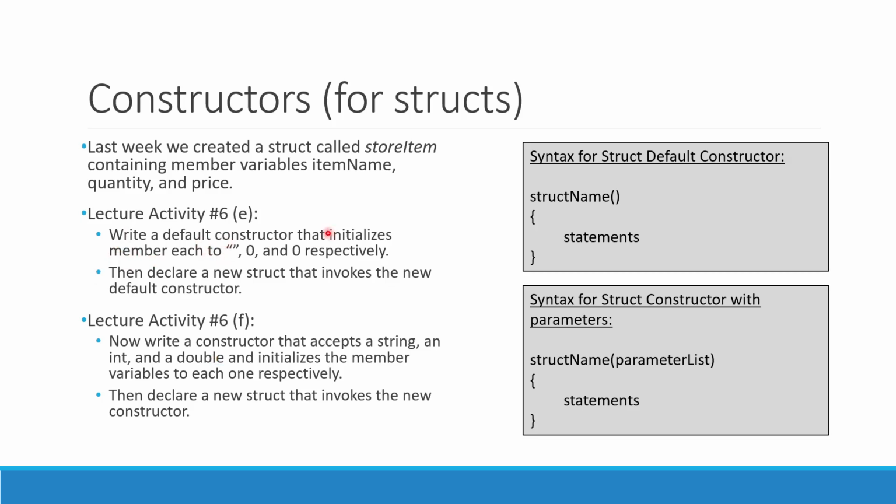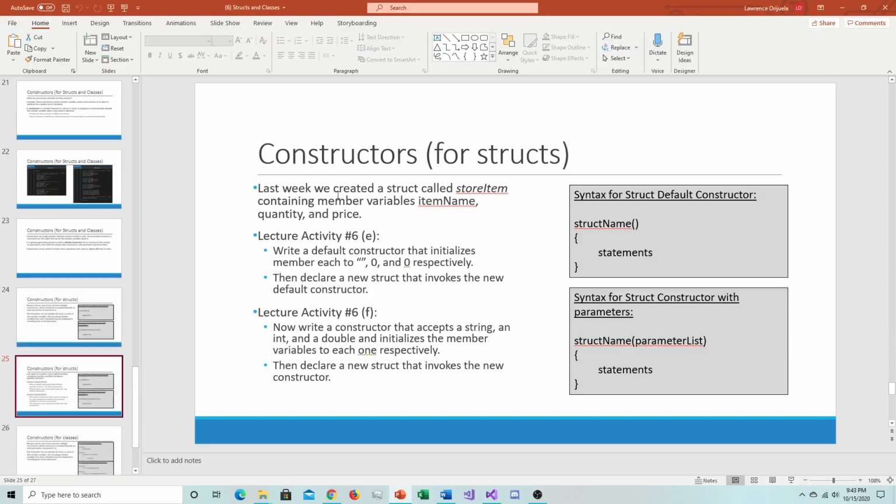Write a default constructor that initializes each member to empty string, 0, and 0 respectively. Okay? Now, that makes sense because the default constructor is not supposed to take any parameters, right? It'll just set the member variables whatever we want it to, and in this situation, we want it to be empty string, 0, and 0 respectively. Okay? And then declare a new struct that invokes the new default constructor. Okay? So let's go back to Visual Studio and get started on this.